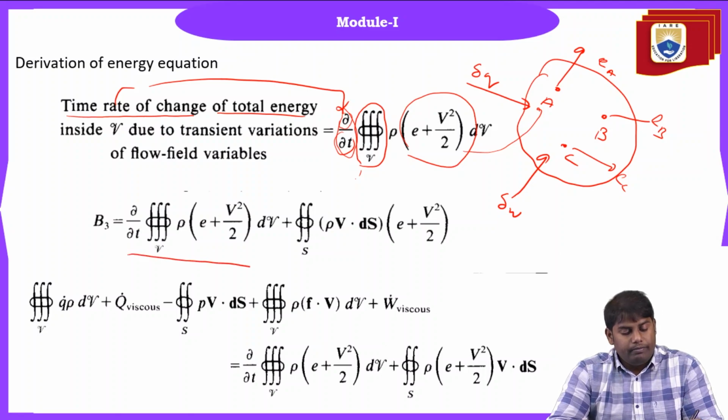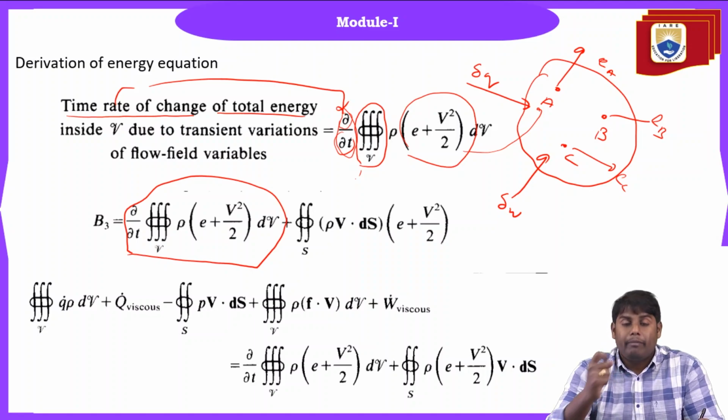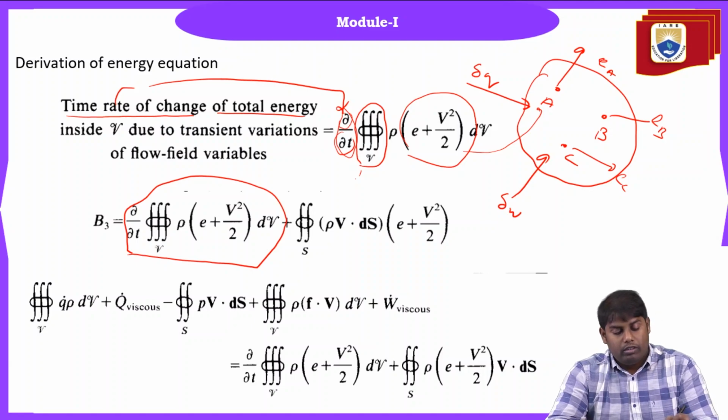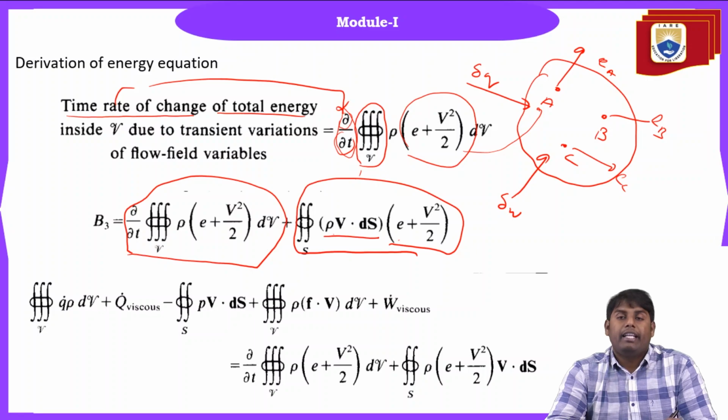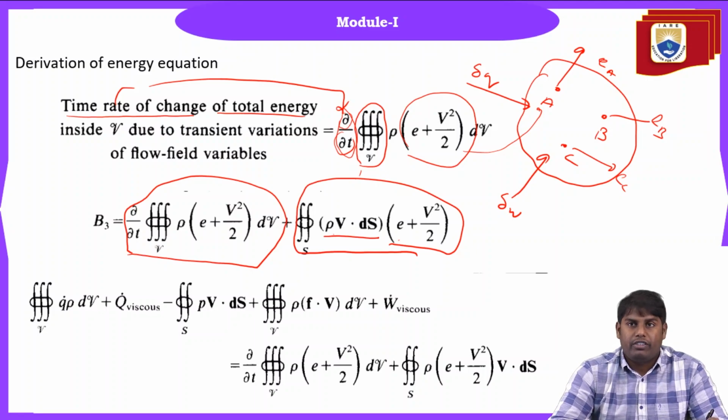So the first term, you can see, is dou by dou t of rho times E plus V square by 2 dV. This comes from the variation happening inside the control volume. The next term, rho V dot dS times E plus V square by 2, is the change in energy happening over the surface.